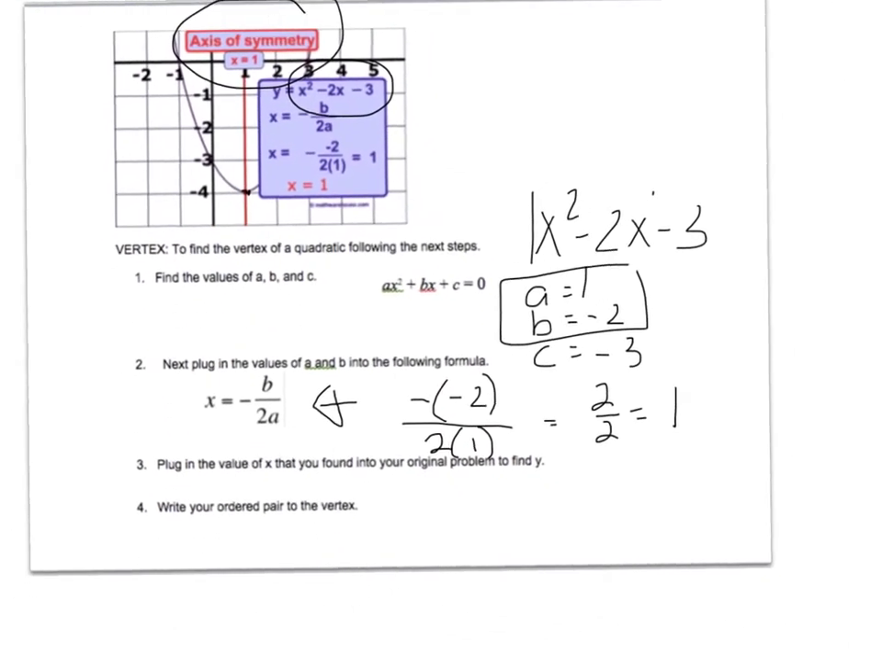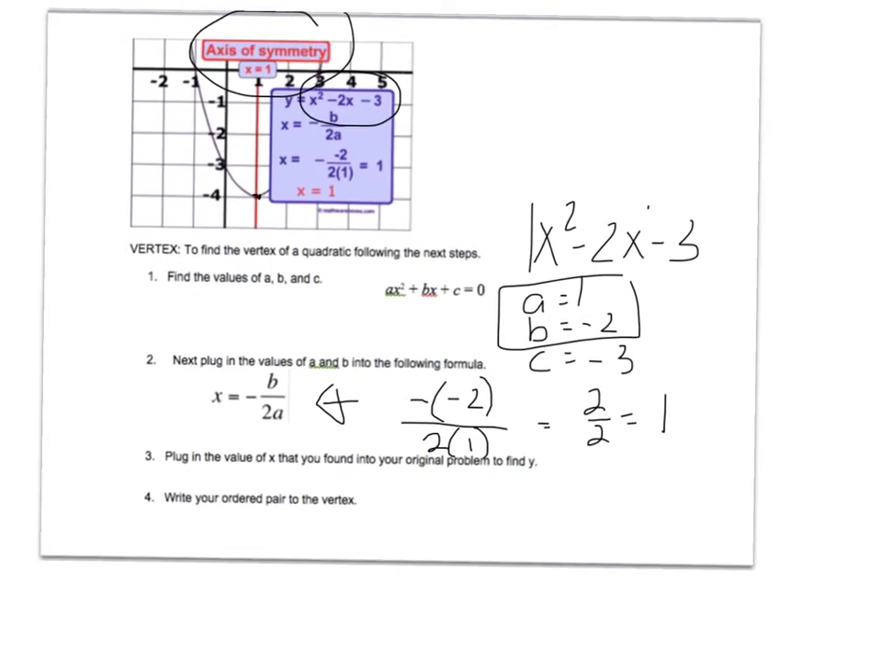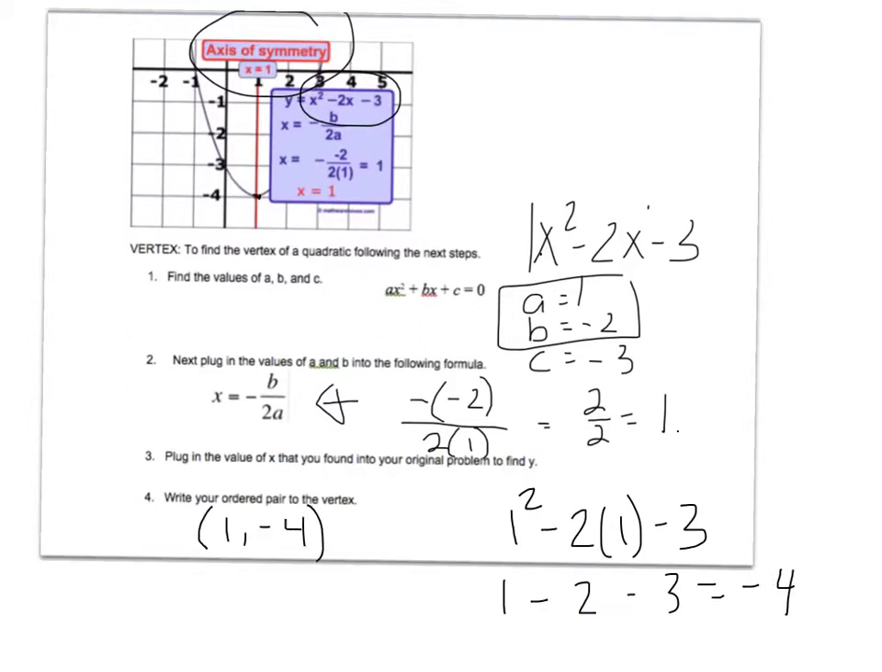Let me just make this a little smaller for myself. So I'm going to take 1, I'm going to square it, subtract 2 times 1, minus 3. So all I did is plug in that 1 that we just found in for x. So then I do 1 squared, 1, 2 times 1 is 2, and minus 3. So 1 minus 2 is negative 1, and then you've got negative 4. So that means our ordered pair is (1, negative 4). And if you look at the graph up here, (1, negative 4) is where our minimum point lies.